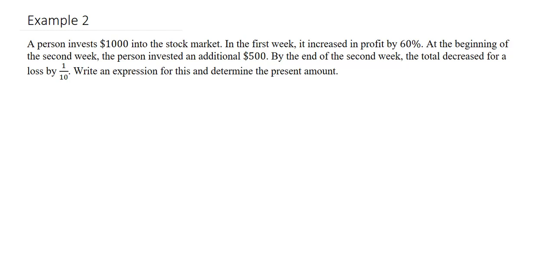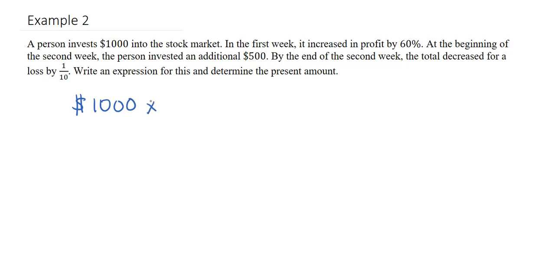In the examples in OneMap, you will not have to actually write the expression, but this is just good practice to see how this all came about. Let's go back to the first sentence to figure out what happened. A person invests $1,000 into the stock market. So let's write $1,000. Now, this increased by a profit of 60%. So what does that mean?